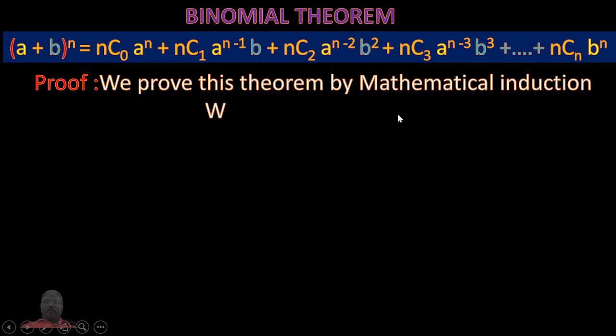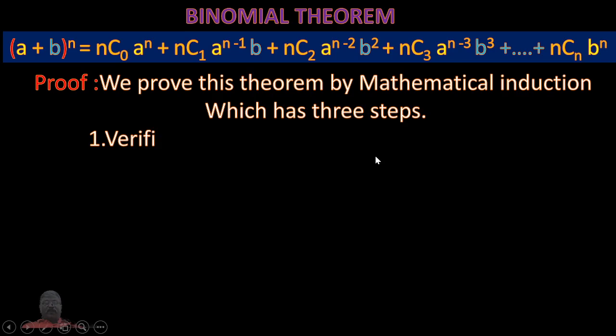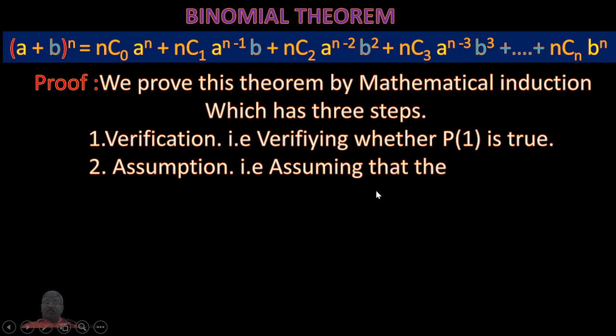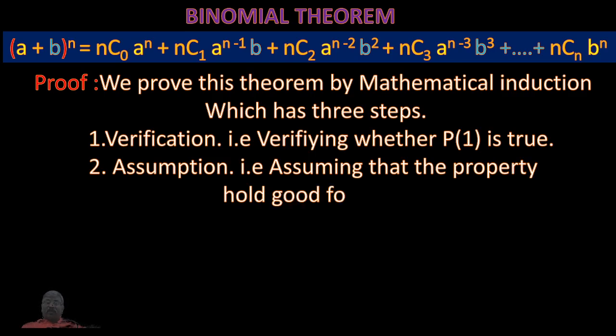You know that mathematical induction has three steps. One is verification. We have to verify whether the property holds good at least for one term. We will take n equal to 1 and check whether the property holds good. Then assumption. In the assumption step, we assume that the property holds good for p of k, where k is less than n. We are not assuming all the natural numbers. Somewhere less than n we take a value k, and we assume that the property holds good for p of k.